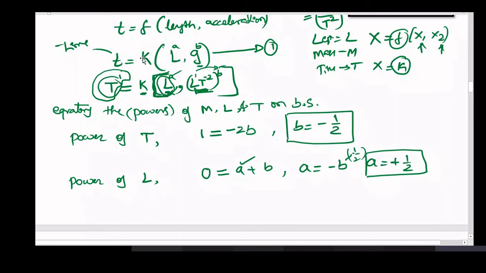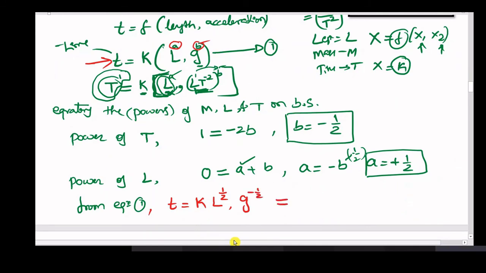What is equation number 1? Equation 1 is here. Time as it is, you write. K constant, you also write as it is. L is there, you write L. What is the value of a? a is 1 by 2. Right? L to the power of 1 by 2. In place of a, I am writing 1 by 2. And g, you write as it is. What is the value of the power or constant b? Minus 1 by 2.